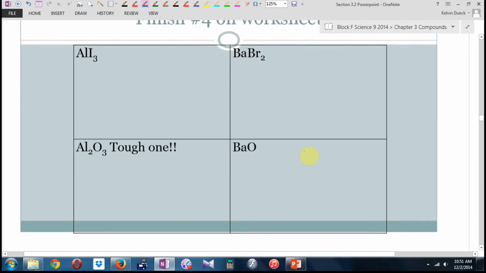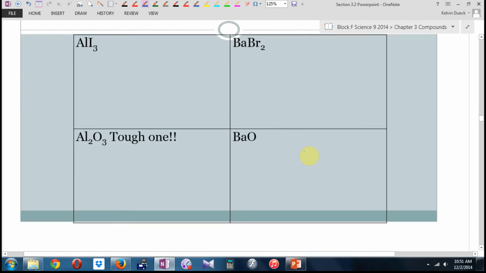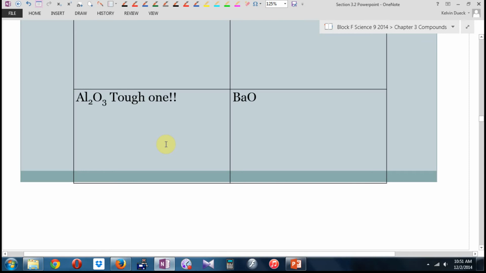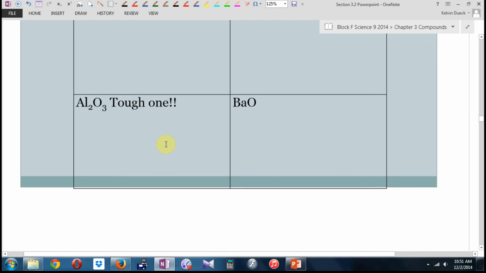Finish number 4 on the worksheet. We're just going to actually go to this tough one here. Okay? Leave that one and do the tough one. I don't want you guys falling behind because I moved ahead. Let's do the tough one together. Okay? The tough one. Why is this one tough?